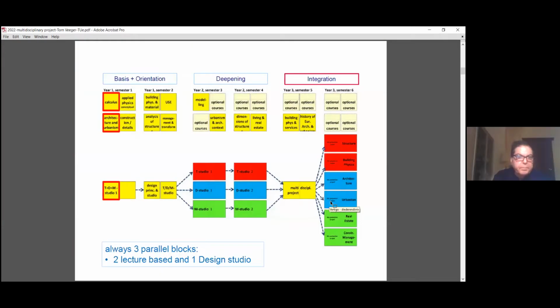This is a quite complex schedule about what we do in the first 3 years of our bachelor period, but I will make it a little bit easier to understand in the next slide. In general, it means that the first year is basic, learning the basic skills. It's orientation, because most students don't know in what direction they want to go.